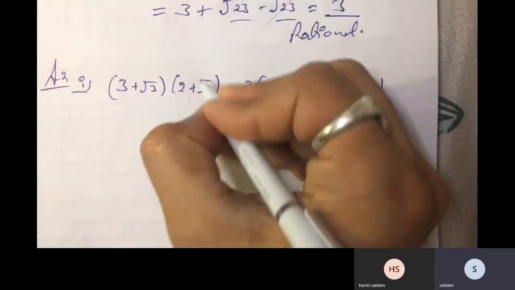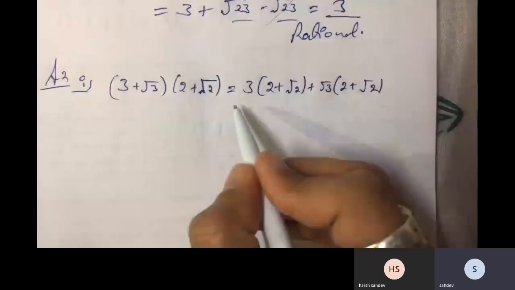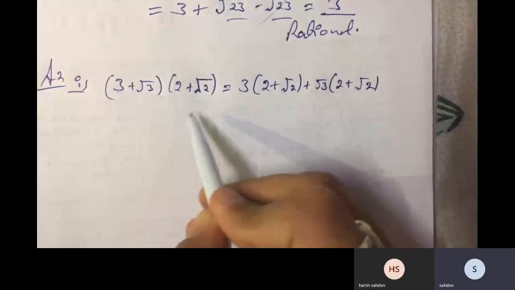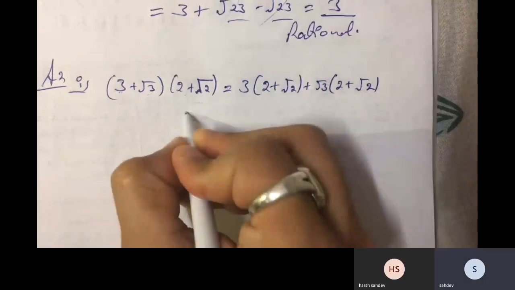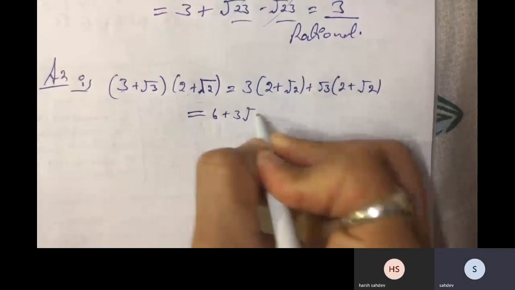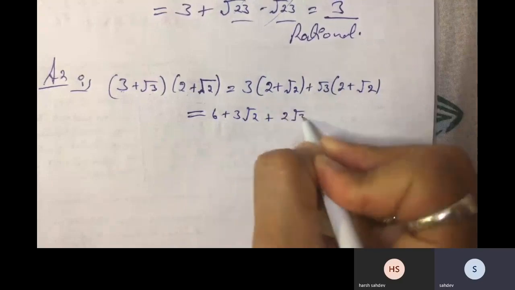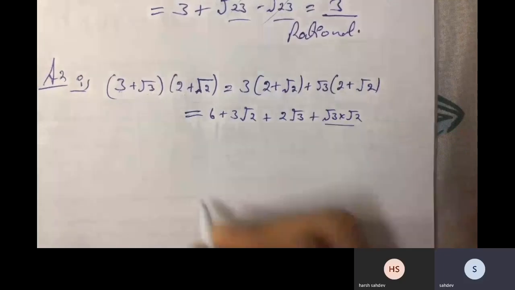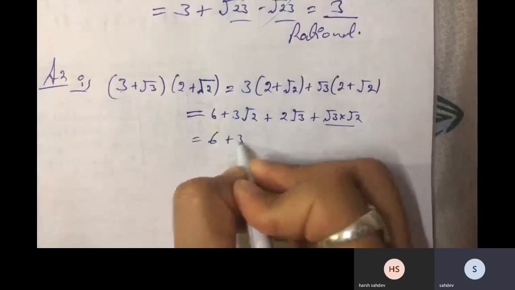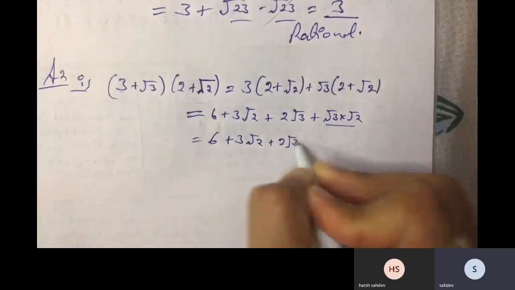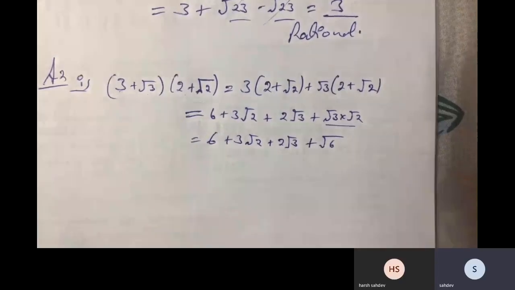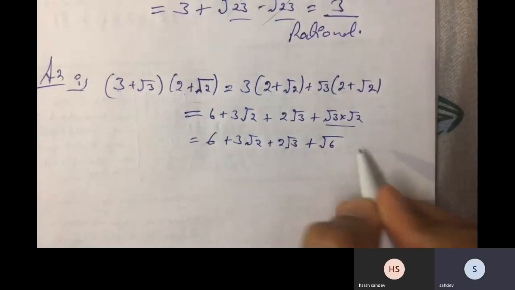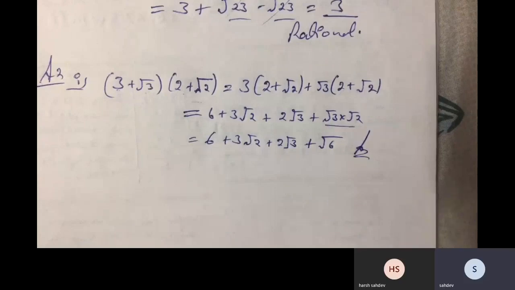This is under root. So first 3 will get multiplied to both of them. Then this under root 3 will get multiplied to both of them. So we will write it as 6 plus 3 under root 2 plus 2 under root 3 plus under root 3 into under root 2. Now this further can be written as 6 plus 3 under root 2 plus 2 under root 3 plus under root 6, as 3 into 2 is 6. Hence, this will be our answer.